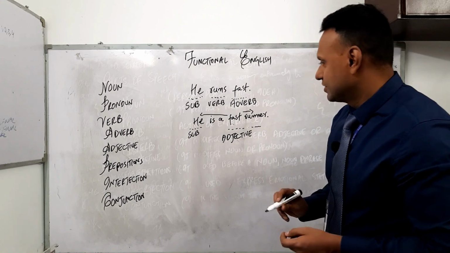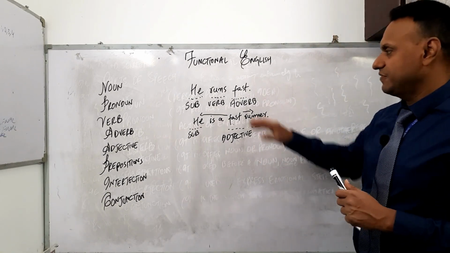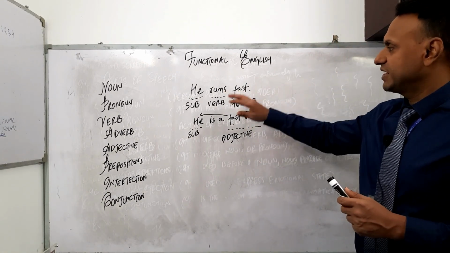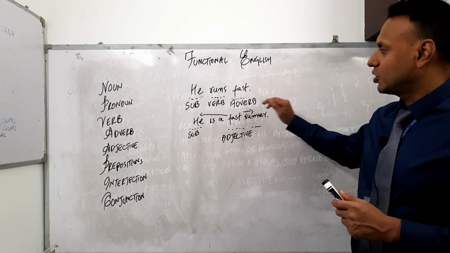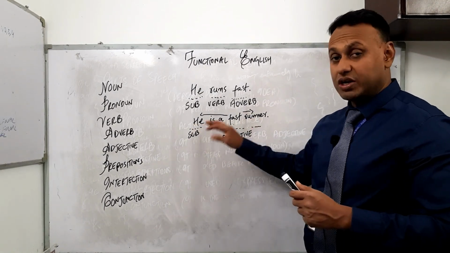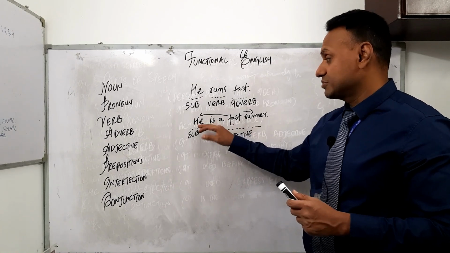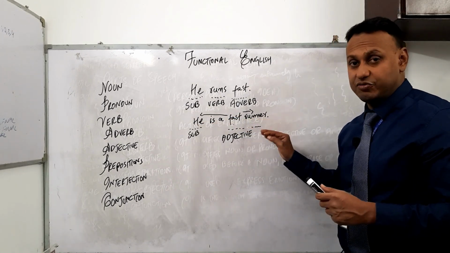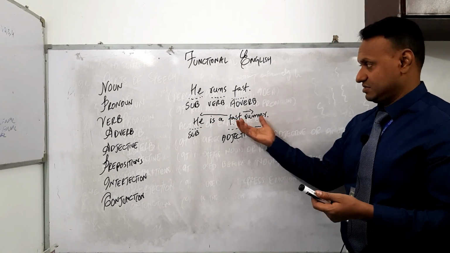So we understand that if we write sentences where the verb is modified by another word, that will be called an adverb. And if the quality or the characteristics of the subject is explained by any word, that will be an adjective, as it is explained in this case.